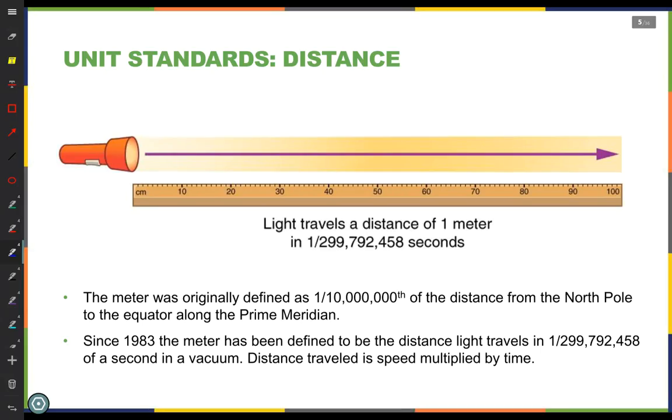So in 1983, I guess here we have my definition of the meter. I could have just read the slide. But who reads the slides? Show of hands.